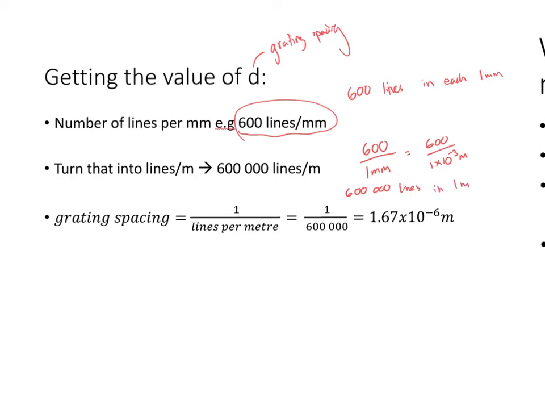And then to get the spacing between each slit, you do 1 over the 600,000 lines per meter. So in other words, you just flip it over. So that's how you get the grating spacing from lines per millimeter.